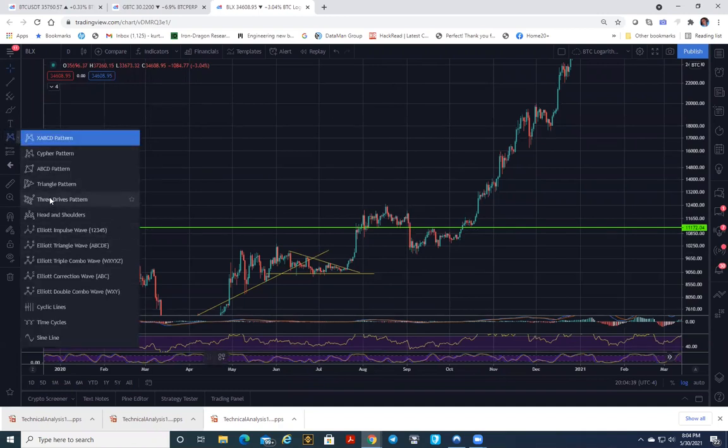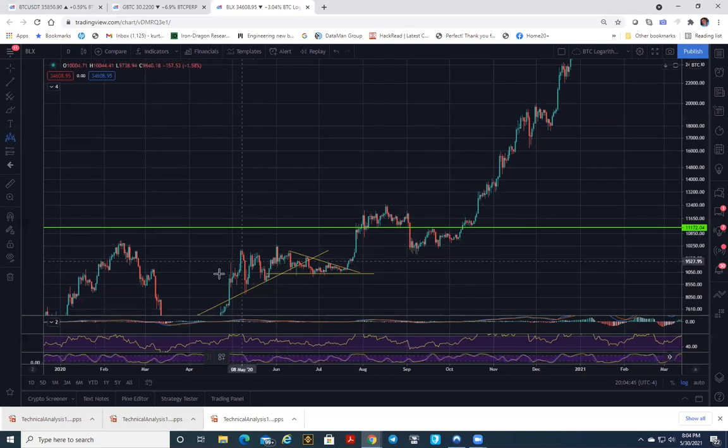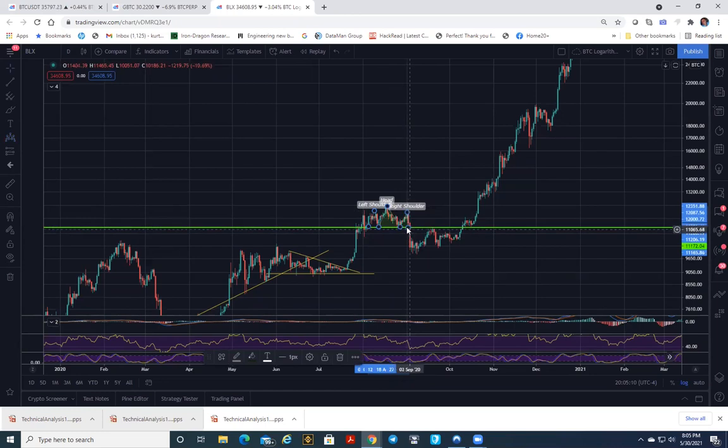I hate head and shoulders patterns. They have to be straight across. A lot of people will start calling out head and shoulders that are diagonal and stuff, it's not the right way to do it. This is a perfect head and shoulders. Shoulder, head, shoulder, break, right? And they're about the same size.